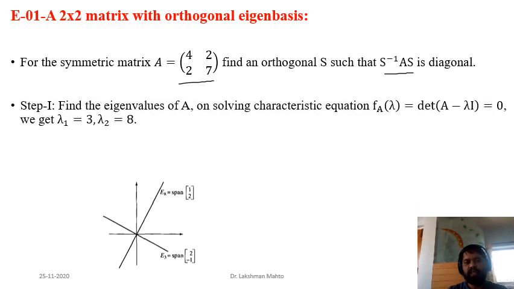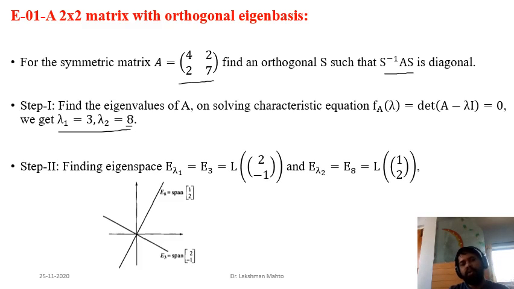That means if you apply S inverse A S over the matrix A, then it will be converted into a diagonal matrix. So what is the step? The step is again similar to diagonalization. First, we find the eigenvalues of the given matrix. So what are the eigenvalues of the given matrix? We are getting two distinct eigenvalues. The first eigenvalue we are calling 3, the second eigenvalue is 8. So two eigenvalues we got.